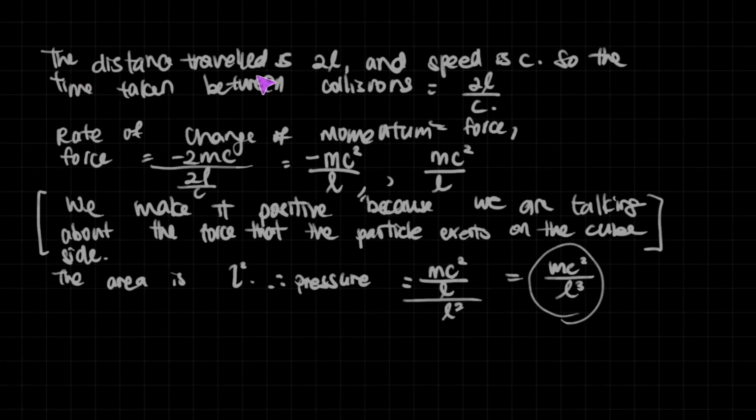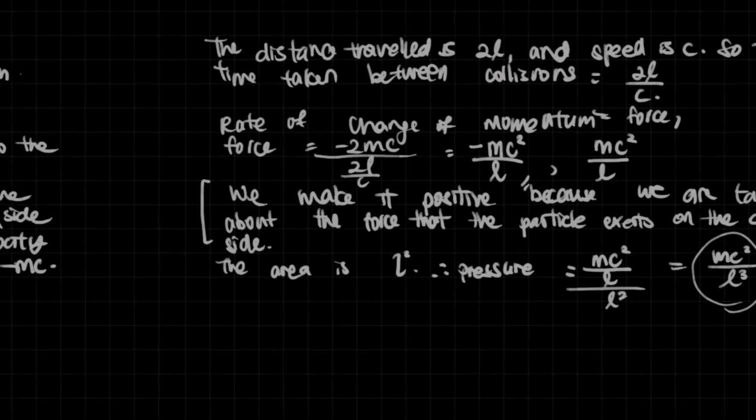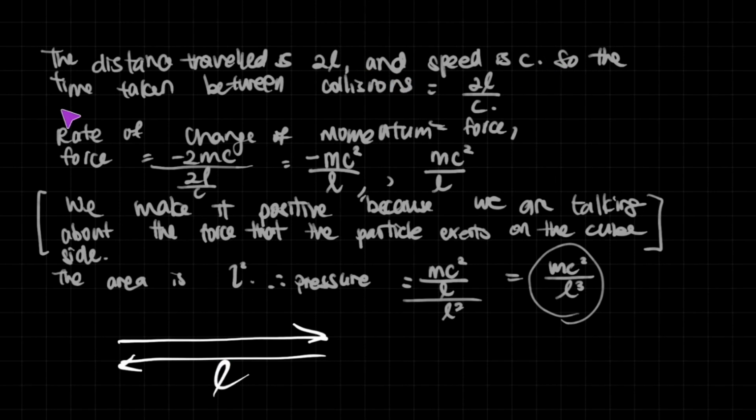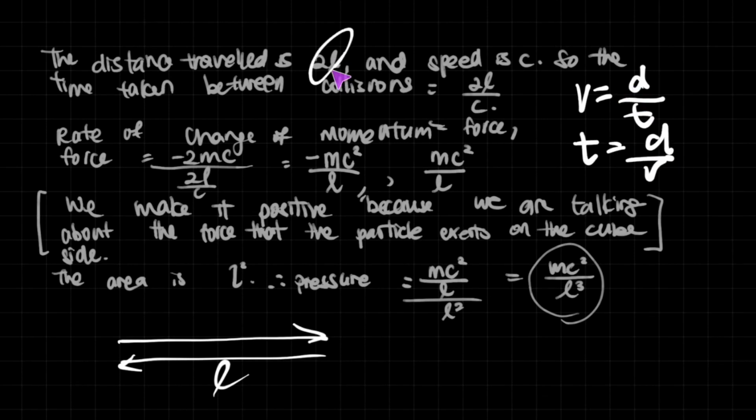Now the distance traveled is 2L because it's gone from the length of the box here towards the length of the box here. So that makes sense that it's 2L because the length of the box is L. So the speed is c. So basically the time taken between collisions, we know that the velocity is distance traveled divided by time taken. So time taken is distance traveled divided by velocity. Distance traveled is 2L. Velocity is c. So we get that, and that will basically give us time.